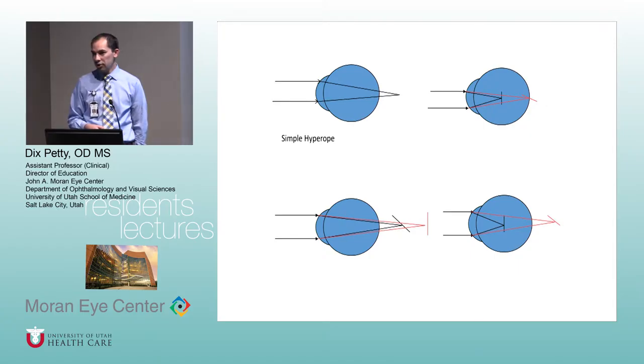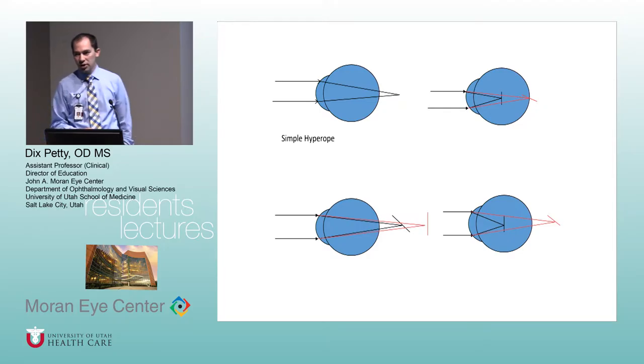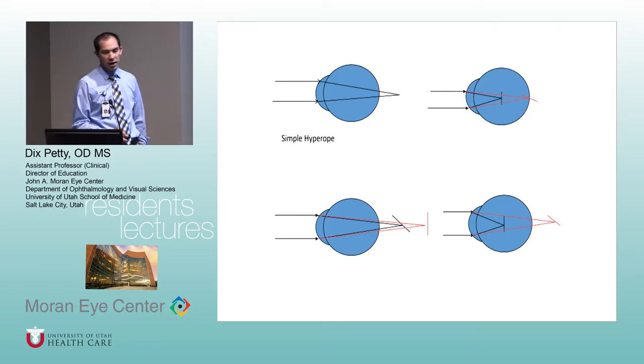And is it simple? Okay, simple. Exactly, so simple. One of the images on the retina, so it's simple. It kind of throws me off that they use the word simple here. I kind of wish they wouldn't have, but yeah, so this is simple myopic astigmatism.